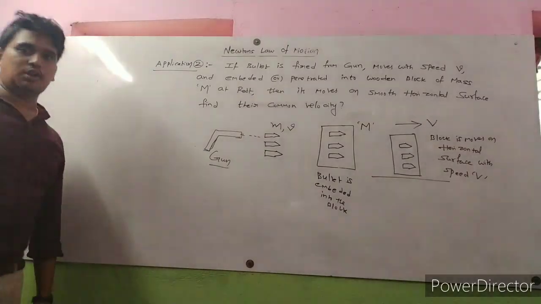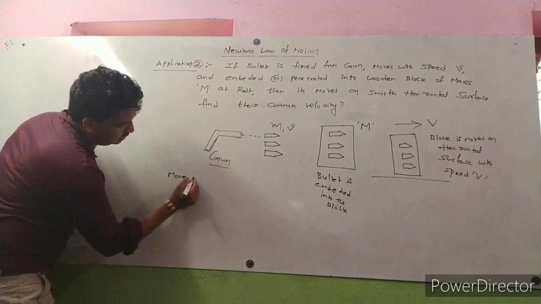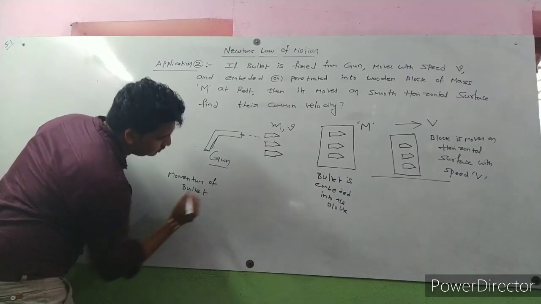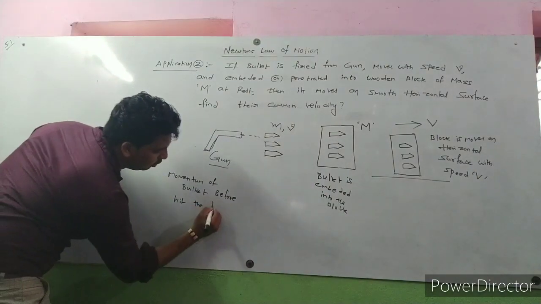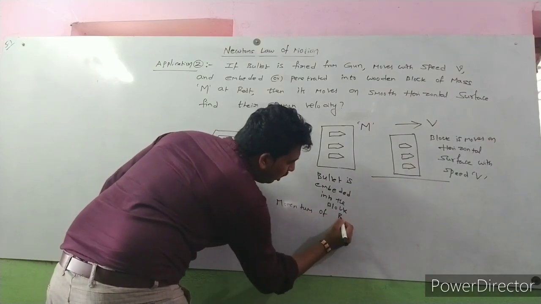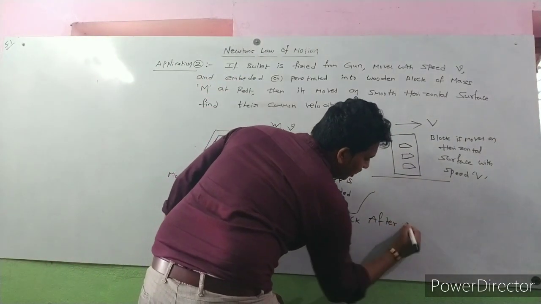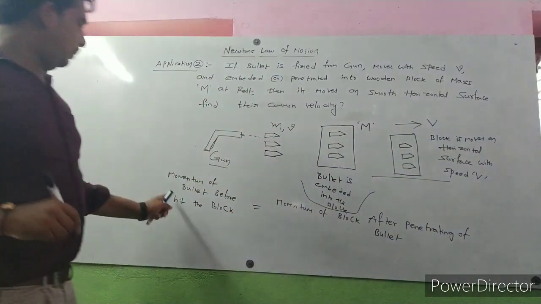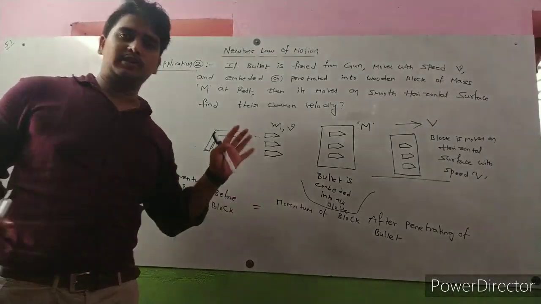According to the law of conservation of momentum, what we apply here is: the momentum of the bullet before it hits the block is equal to the momentum of the block after penetrating the bullet. So this is what we apply according to the law of conservation of momentum.